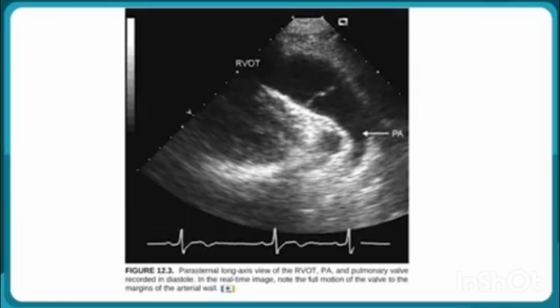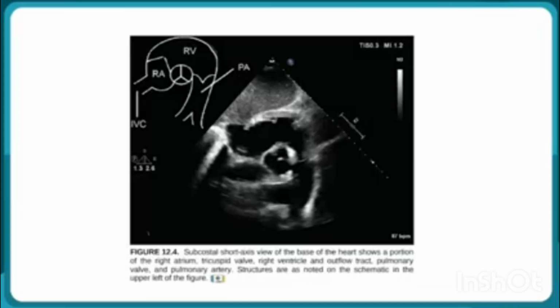This is the parasternal long axis view demonstrating the RVOT, pulmonary artery and the pulmonary valve recorded in diastole. This is the subcostal modified short axis view of the base of the heart, showing a portion of the right atrium, tricuspid valve, right ventricle and the outflow tract, pulmonary valve and pulmonary artery. Structures are as noted schematically in the upper left of the figure.